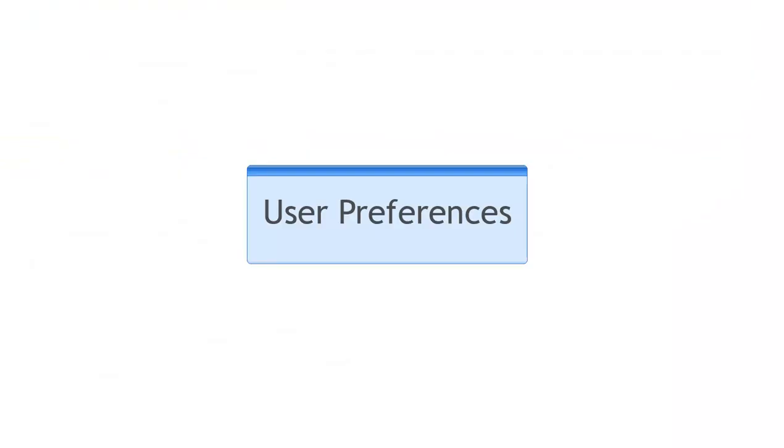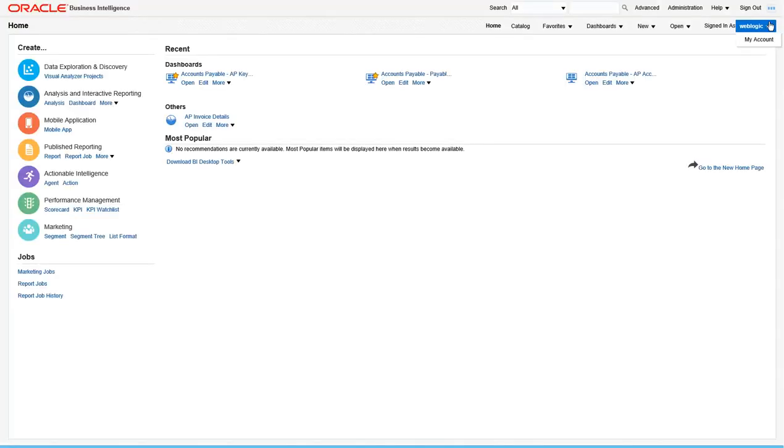Let's look at some user dashboard preferences. User preferences are up in the upper right-hand corner of the dashboard page. Look under the Signed In As area, and in this case I am signed in as the administrator called WebLogic. So click on your username and then select My Account.